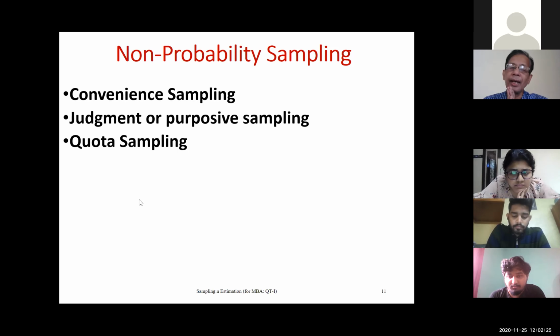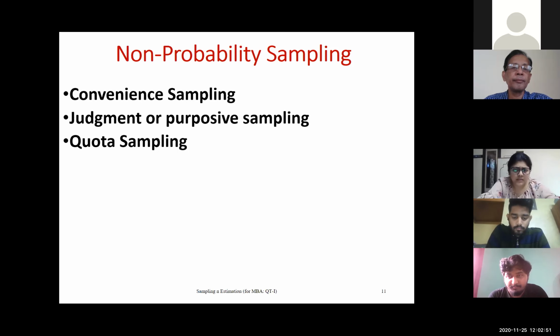Hostel students, but as per your convenience, suppose you are staying in the hostel, you request your friends, hey, fill this up. Are you getting my point? So that is called convenience sampling. So whoever conveniently you are approaching, you are sending or giving the questionnaire to fill up. So that kind of selection is called convenience sampling. Is that clear? Yes, sir.